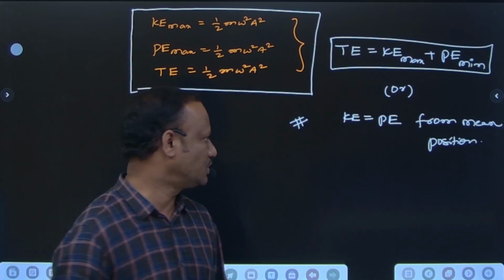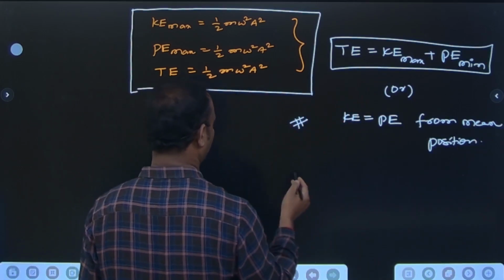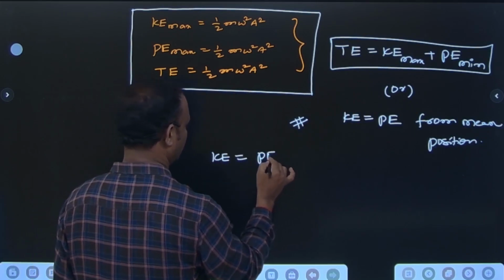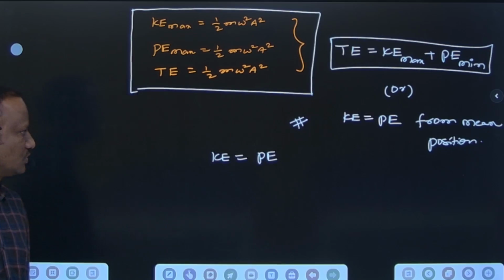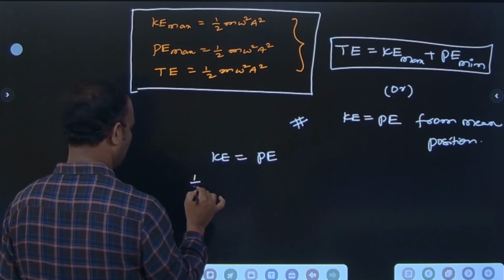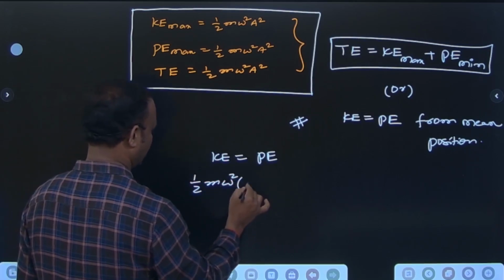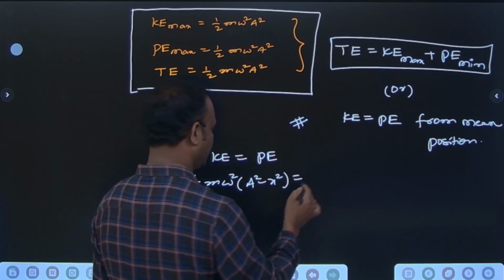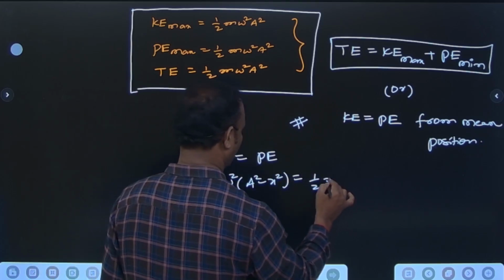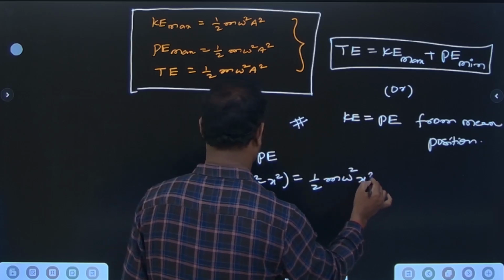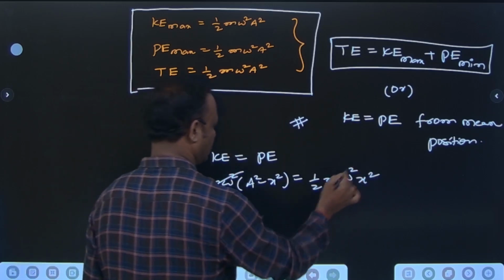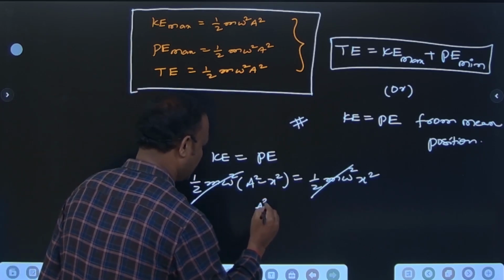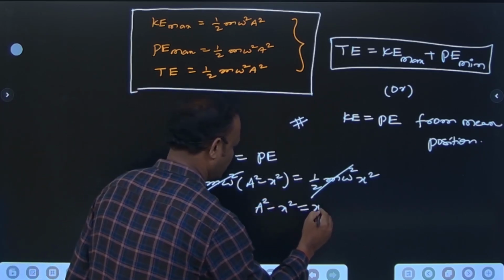From the mean position, kinetic energy KE is equal to potential energy PE. Kinetic energy is half m omega square times (a square minus x square), equal to potential energy, half m omega square x square. So these terms will be cancelled. Then a square minus x square is equal to x square.